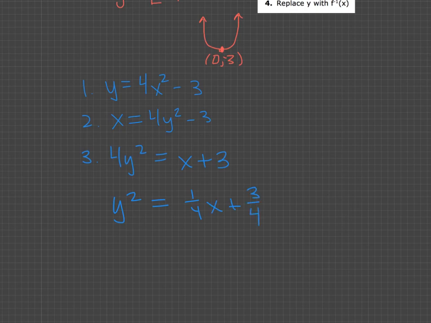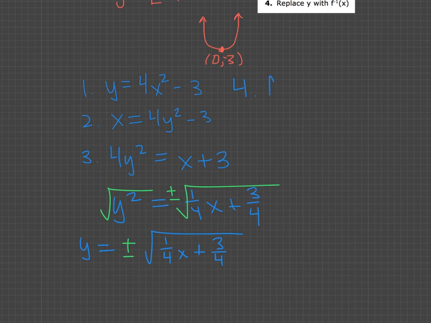And then finally, we get y equals, we're going to take the square root of both sides. All right, and plus or minus, we have to remember that out in front, and then we're going to figure out which one of those is actually going to be the legit one. The square root of 1/4 x plus 3/4. And now we have the last step, just the notation change. F inverse of x equal to the square root of 1/4 x plus 3/4.